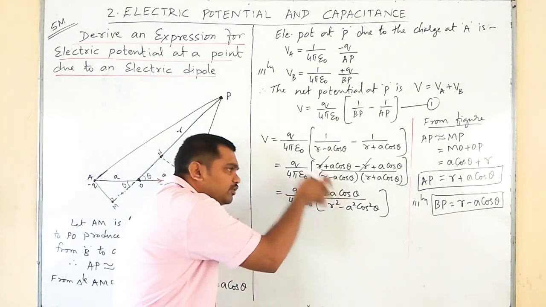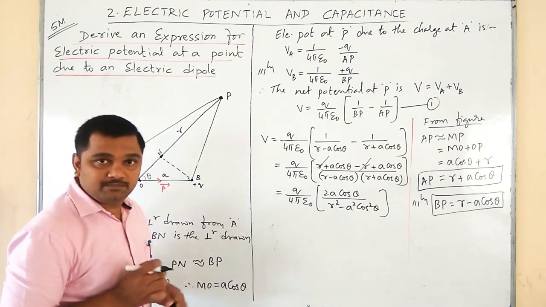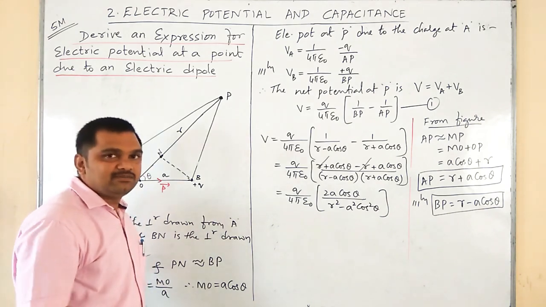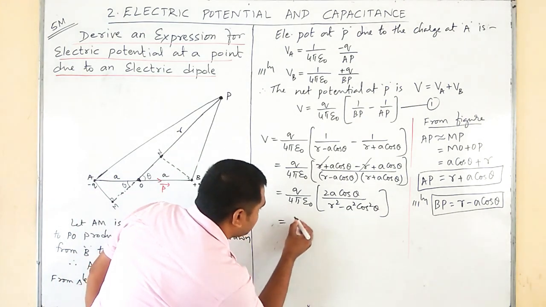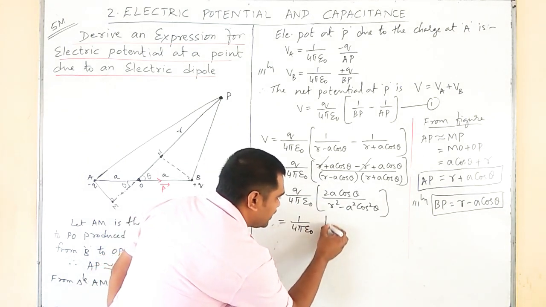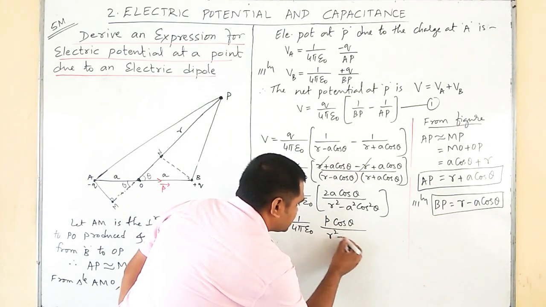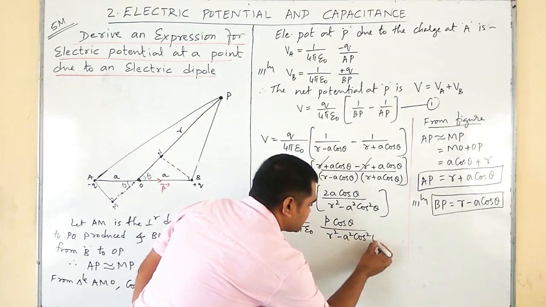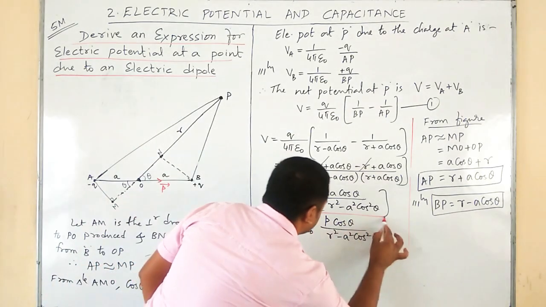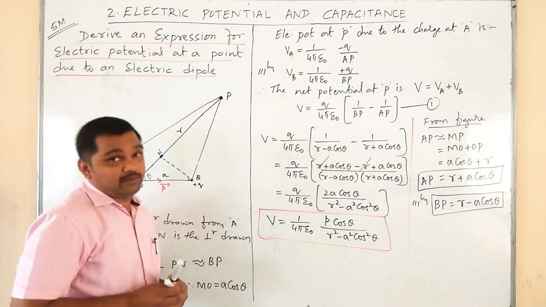Next, Q into 2A is what? That is the product of any one of the charges forming the electric dipole and the distance between the two charges, which is called electric dipole moment. Therefore, it is 1 divided by 4 pi epsilon naught, Q into 2A is P cos theta divided by r square minus A square cos square theta. So this is the expression for electric potential at a point due to an electric dipole.